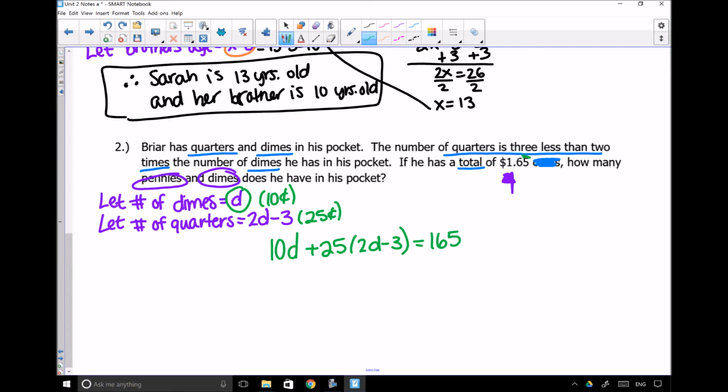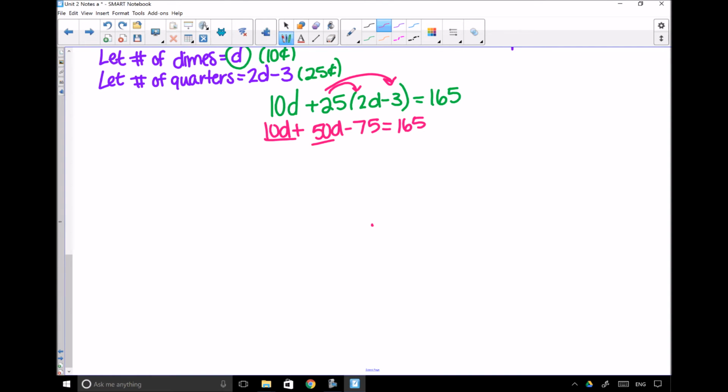165. Okay, so now that I've written my equation, I can go ahead and solve it. Distribute the 25 through, and you end up getting 50D minus 75, and then just copy the rest of your equation down. Okay, and then I have some like terms. What's like each other? Well, this 10D and this 50D is 60D. So put those together, you get 60D. Copy the rest of the equation down.